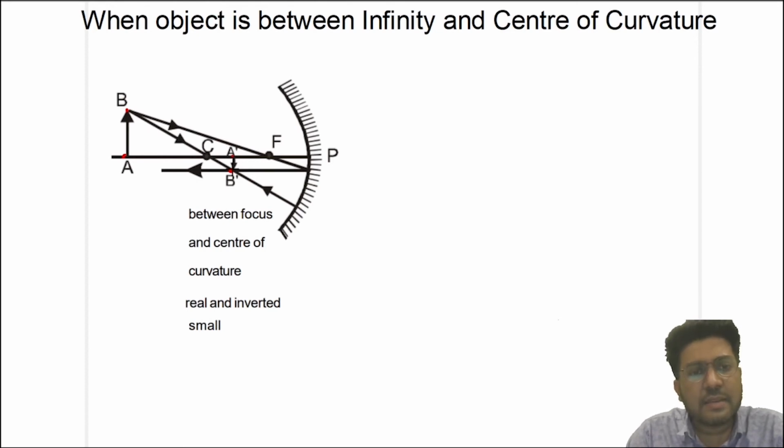You can see that the image is diminished. So what will you say finally? The image is between f and 2f, right? So it is between the focus and the center of curvature, and the image is real because there is actual intersection. It is inverted because the object was above the principal axis and the image is below the principal axis, and diminished. Small means diminished.